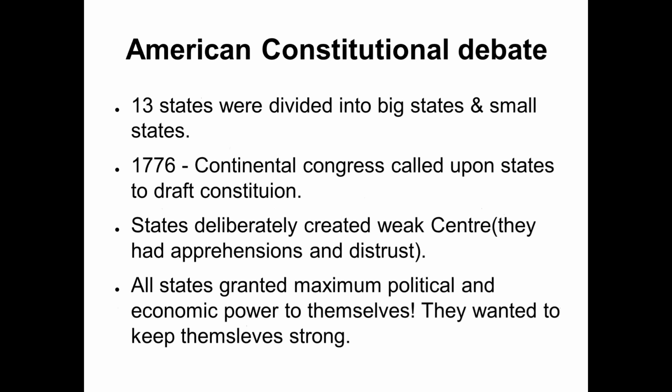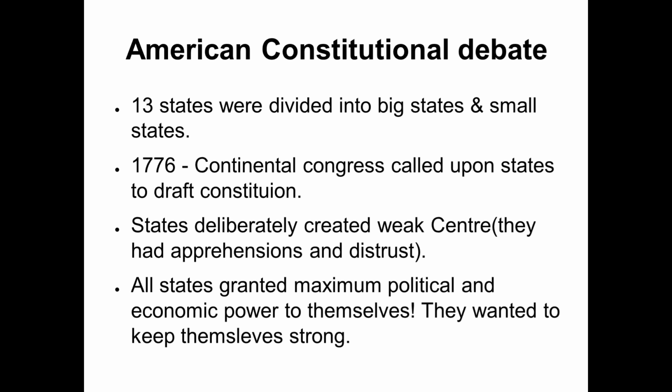Now, there were some constitutional debates. These 13 states were divided into big states and small states. And in 1776, the Continental Congress called upon states to draft the constitution. All these states were slightly apprehensive of each other. They deliberately created a weak center. They had apprehensions and distrust, as I told you. And all states granted maximum political and economic power to themselves. This is not a favorable condition for the survival of a federation.